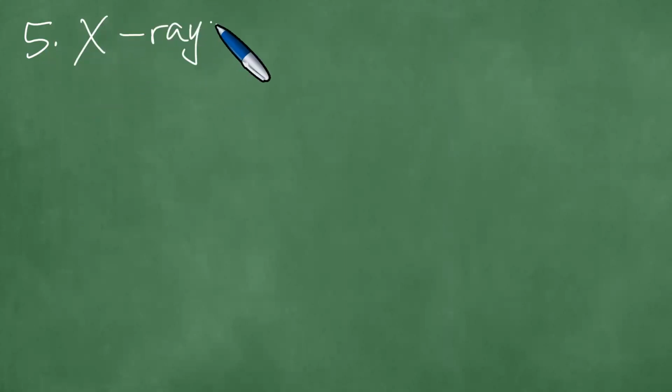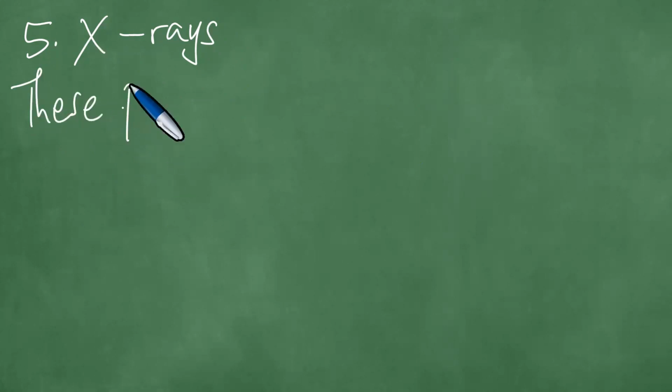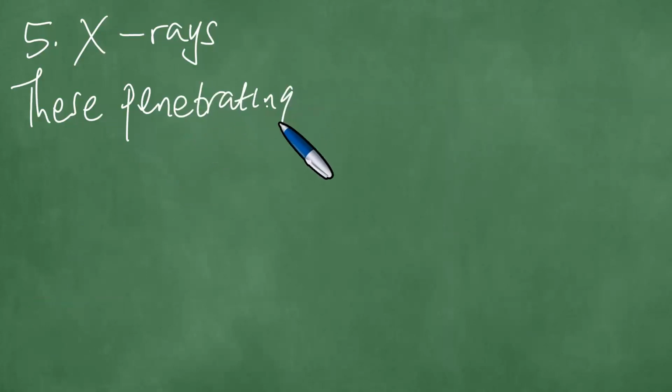Now, I want us to speak about the next form of radiation in the EM spectrum. So this was number 4. Number 5, the X-rays. These penetrating rays.